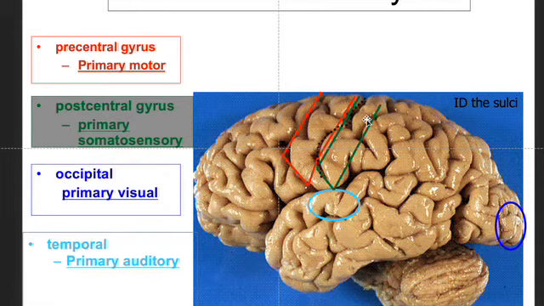Posterior, caudal to the central sulcus, we have the postcentral gyrus, and that is primary somatosensory. And when we say primary for sensory, it means it's the first stop in the cerebral cortex on the way in. So, first stop, very fundamental processing there. Coming on back here, we have the occipital cortex we talked about earlier. It's going to be primary visual. The primary visual is really primarily on the medial side, but just the tip of it here is also primary visual. And then also over here along the temporal lobe, we have primary auditory cortex.